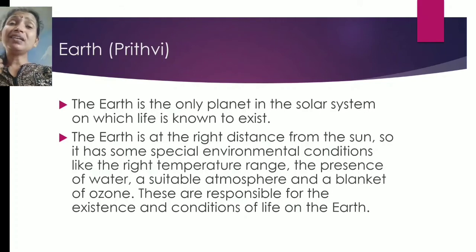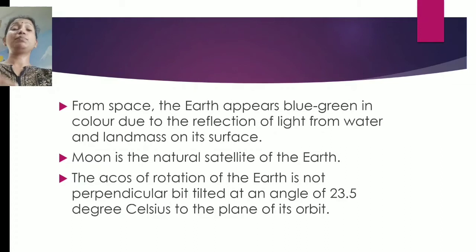It prevents the ultraviolet rays released from the Sun from coming into the atmosphere of the Earth. So temperature range, atmosphere, ozone layer, these are responsible for the existence and conditions of life on the Earth. Okay, so due to this, life is possible to exist on the Earth.